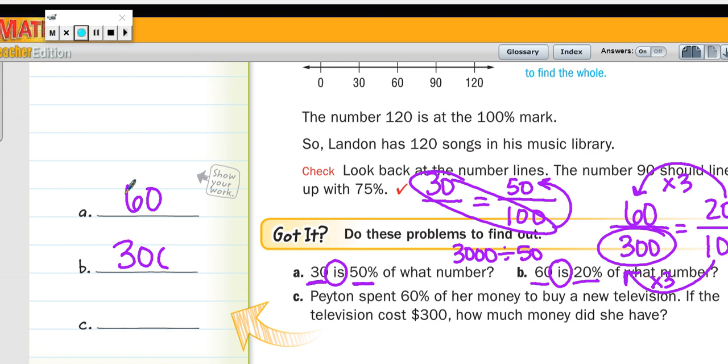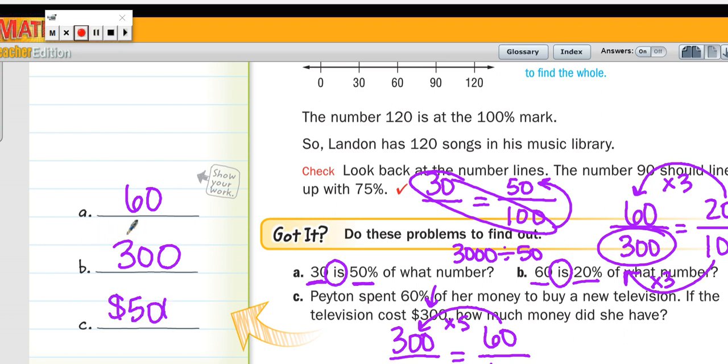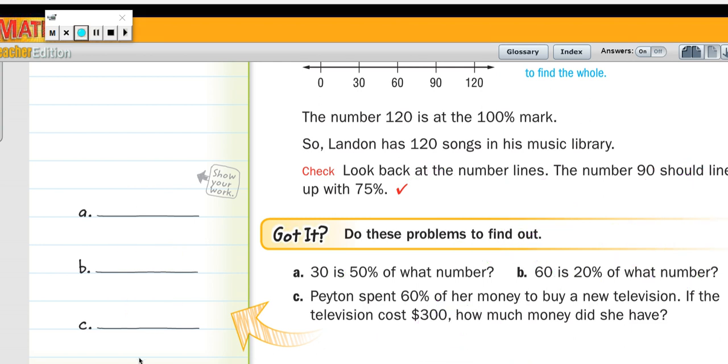Peyton spent 60% of her money to buy a new TV. The TV cost $300. How much money did she have? So 60 out of 100%. $300 here is part of her money, so that needs to go on the top. How do I get from 60 to 300? I'd multiply by 5. So 100 times 5 gives me 500. So she had $500 to begin.